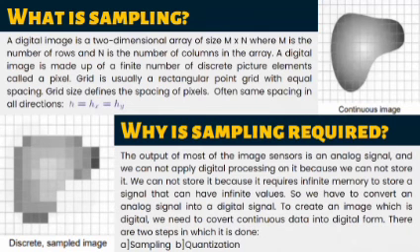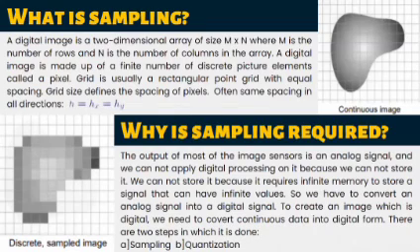So starting with what is sampling. Basically, a digital image is a 2D array of size m cross n, where m is the number of rows and n is the number of columns. A digital image is made up of a finite number of discrete picture elements called pixels. The grid is usually a rectangular point grid with equal spacing, and grid size defines the spacing of pixels, often the same spacing in all directions. So why is sampling required?